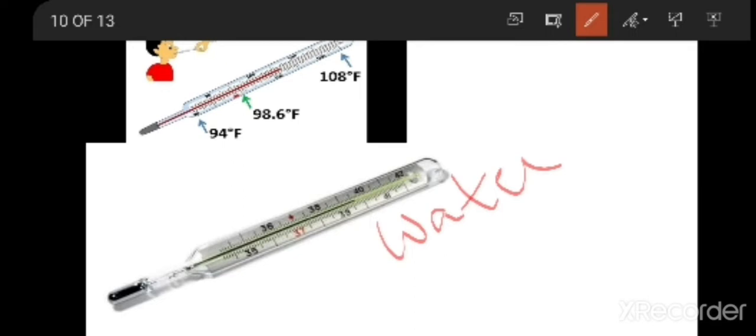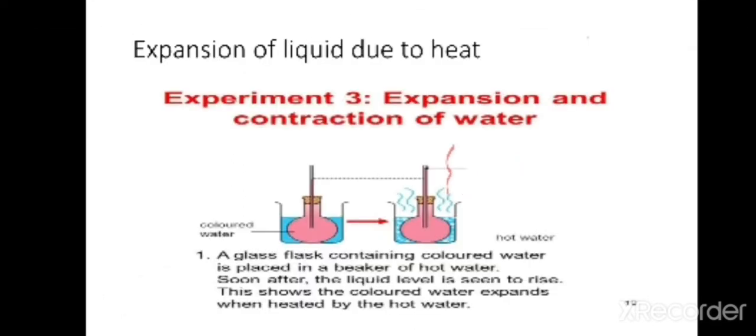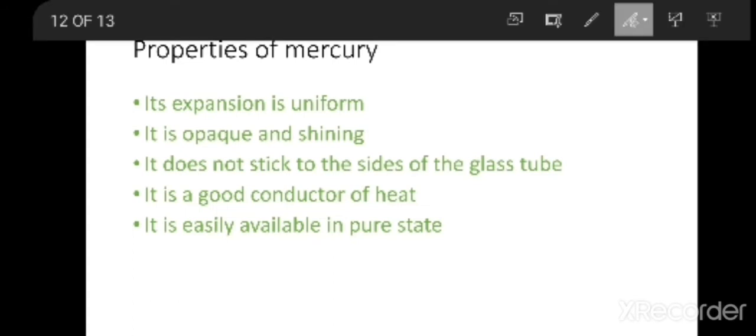So you can't get the accurate readings. An illusion will be created. And as mercury is shiny, you can easily find out where it has stopped. And next point, this mercury will not stick to the sides of the glass tube. Any other liquid, if you use, might stick to the sides of the glass tube, but mercury does not. With mercury it is not going to happen like that.